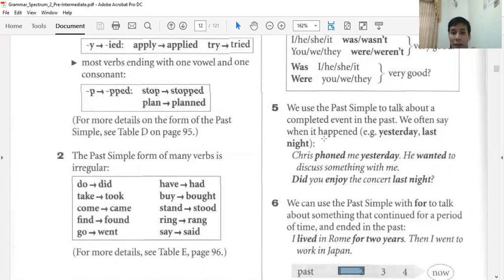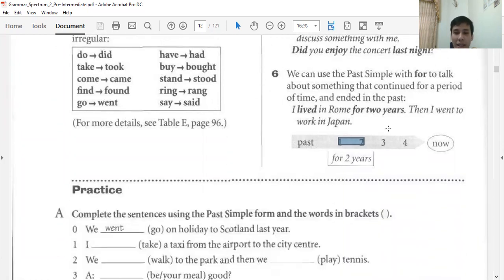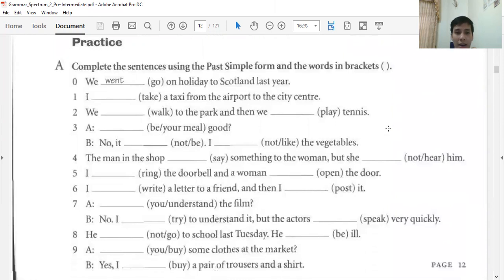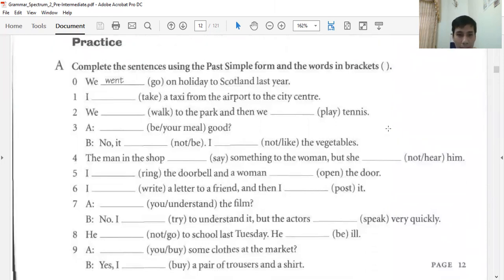We often say when it happened, for example, like this. We give the specific time in the past when it happened. Okay, I hope you understand more about this, and then we move to the exercise. Do the exercise, and then you will understand more about this.